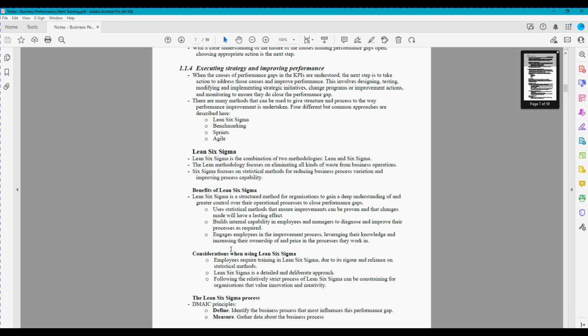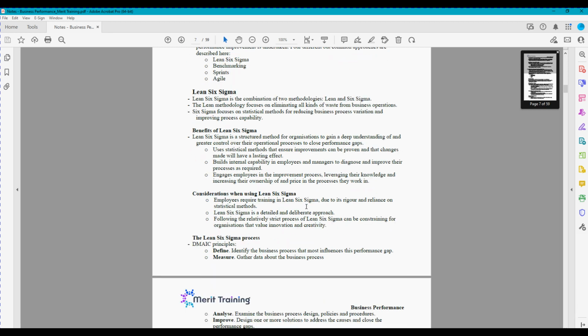With the statistical side, i.e. the Six Sigma side, it really uses scientific methods to ensure that the improvements we're speculating about can be proven, and that the changes will have a long-lasting effect. It also creates internal capability for employees and managers to diagnose and improve their own processes, and engages employees by leveraging their knowledge and increasing their ownership of the processes they work in.